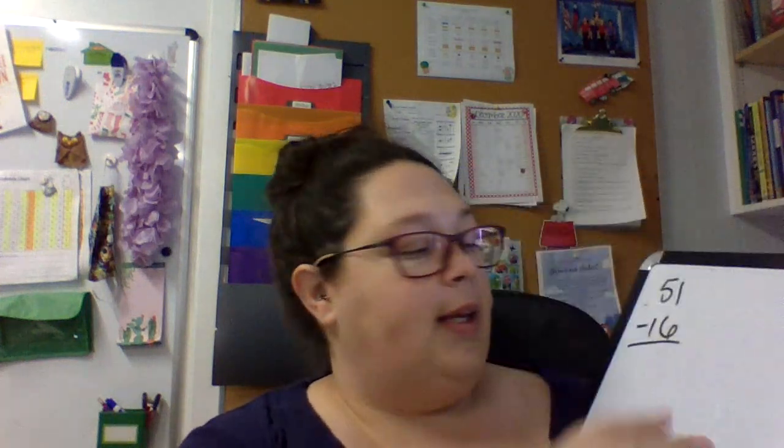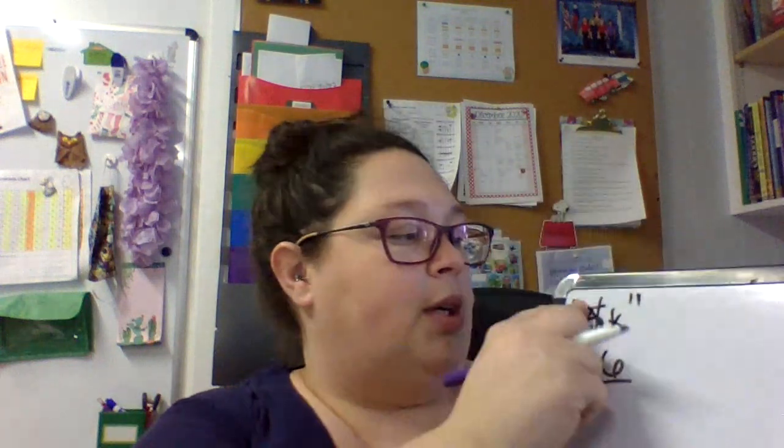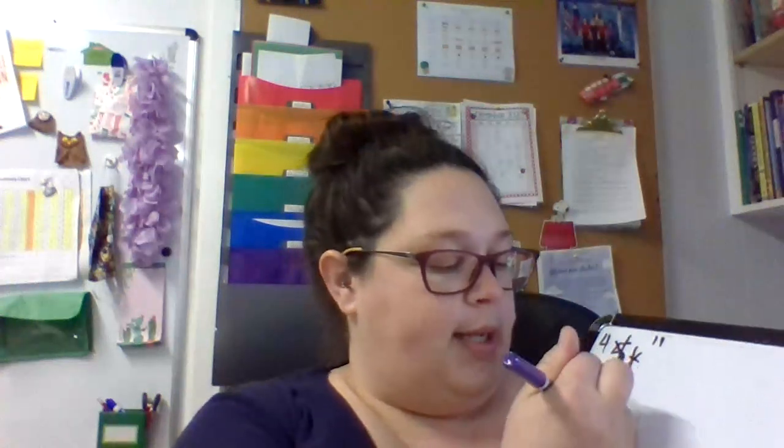So let's say you have 51 and you're subtracting 16. So you have this problem, right? Can I get 6 candies if you only have one? No. So you got to borrow. So you're going to borrow this and make this a 4, and change this to an 11, right? Because you took 10 from here and moved it over here. So 11 subtract 6 is 5. And then 4 subtract 1 is 3.